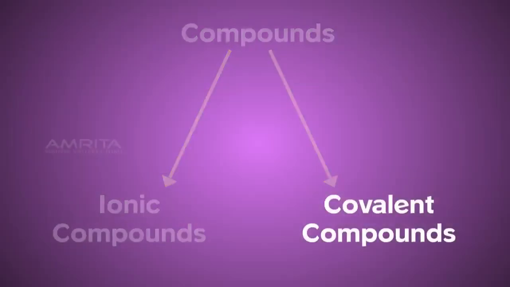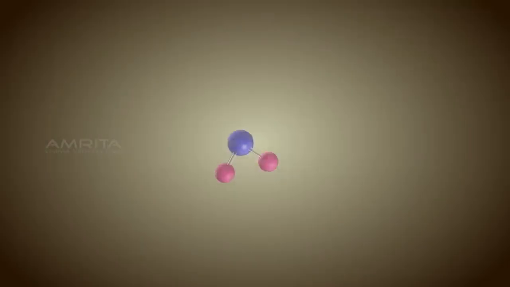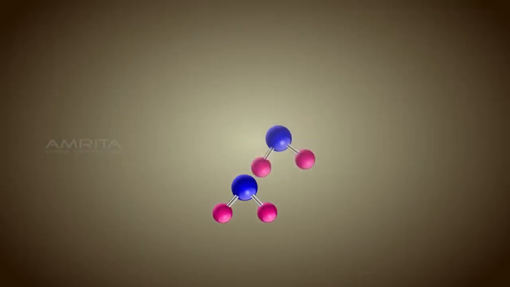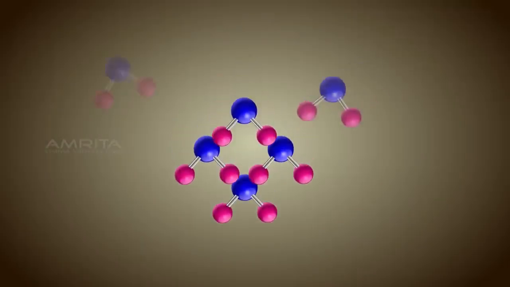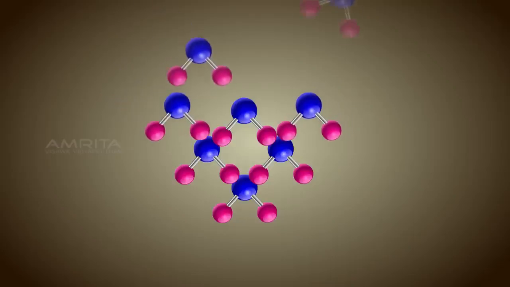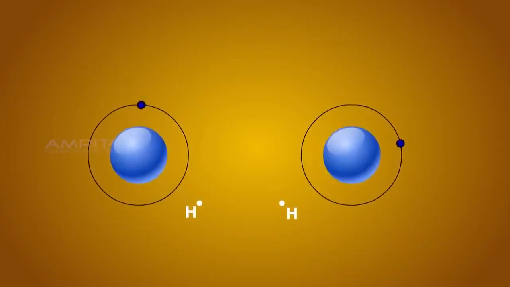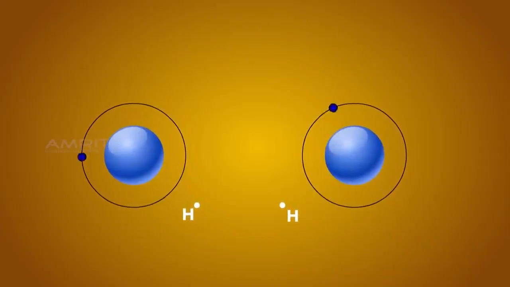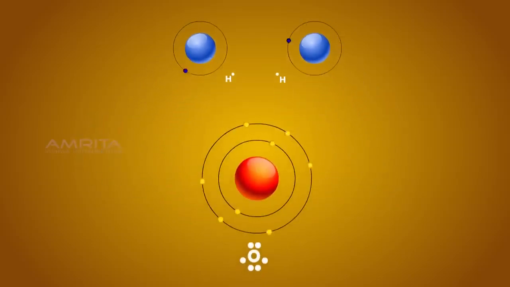Now, let's try to understand covalent or molecular bonds. Covalent compounds contain discrete molecules held together by sharing electrons. The simplest example is the water molecule. The water molecule is formed by combining two hydrogen atoms with one oxygen atom. Hydrogen has 1 valence electron and oxygen has 6 valence electrons.